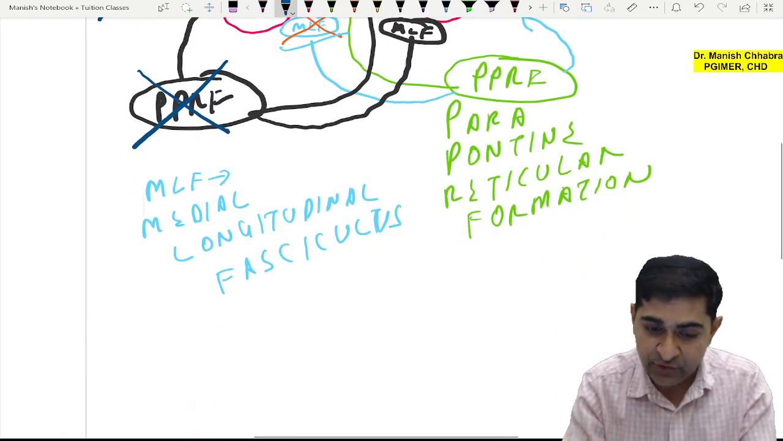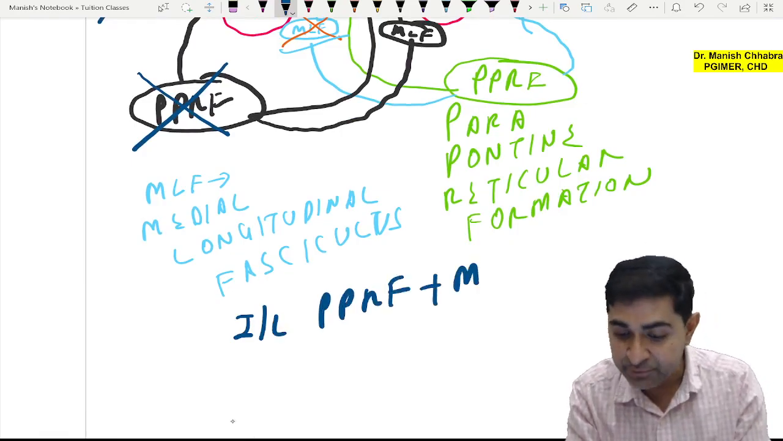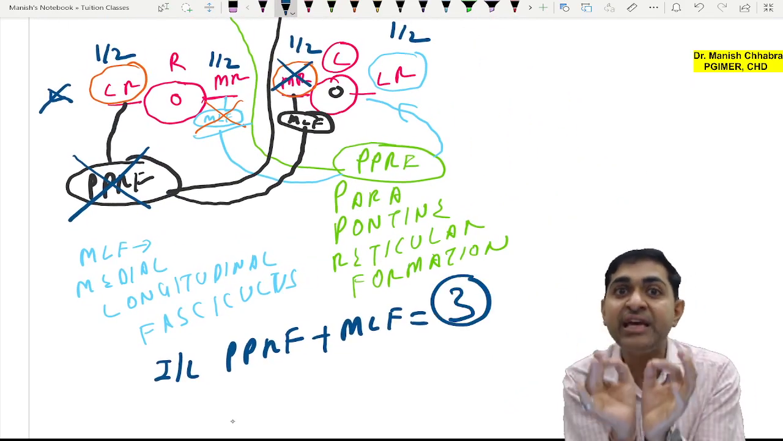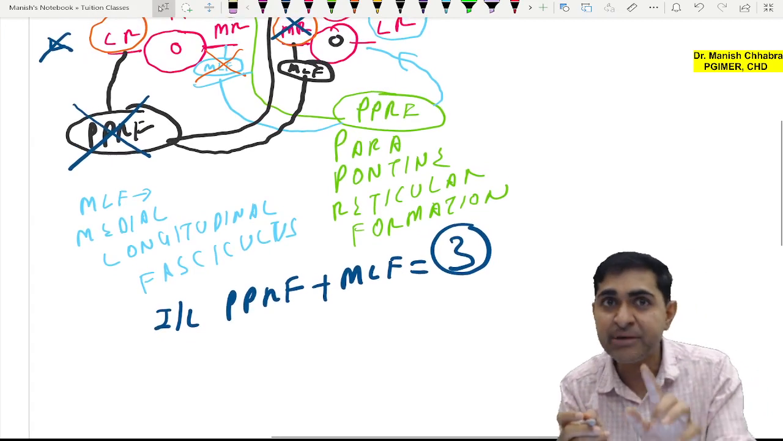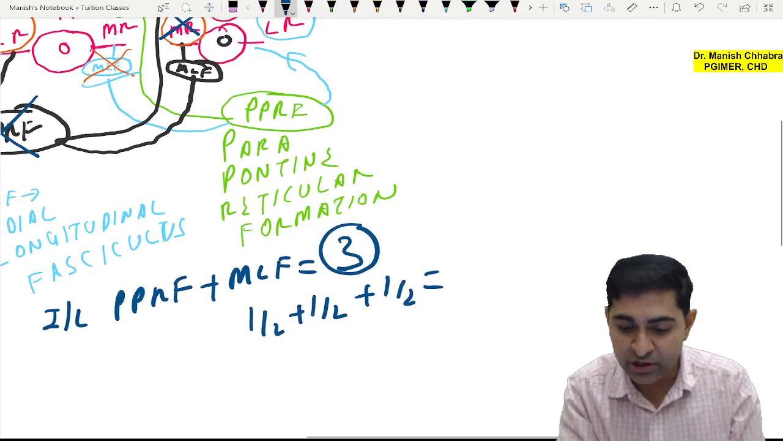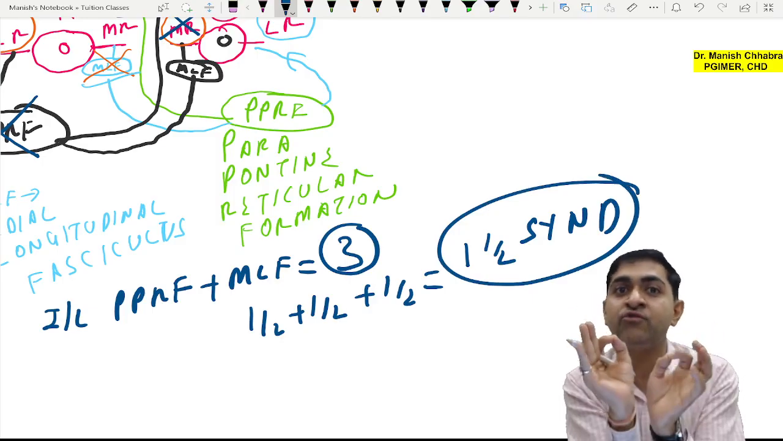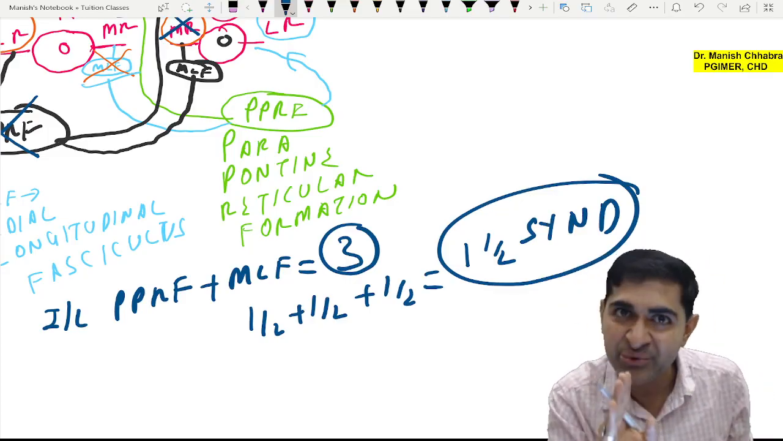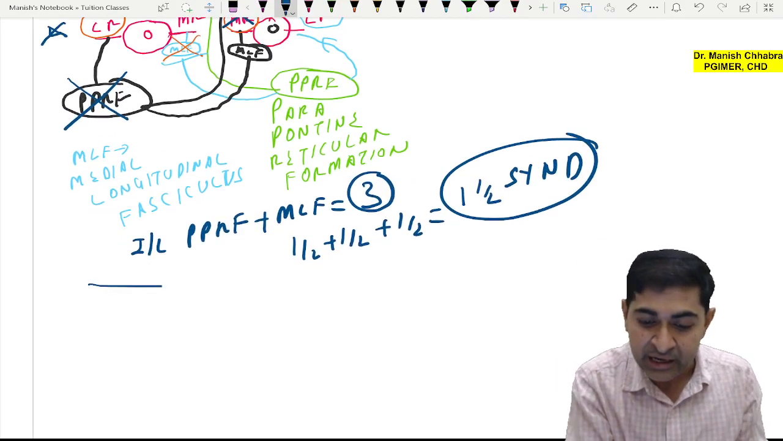Yes. Now if there is involvement of ipsilateral parapontine reticular formation and medial longitudinal fasciculus, how many muscles are gone? Three muscles are gone. And we had given half score to each horizontal rectus muscle. Three muscles means half plus half plus half. You typically call it 1.5 syndrome. So 1.5 syndrome is due to involvement of ipsilateral PPRF and ipsilateral medial longitudinal fasciculus. Got it?